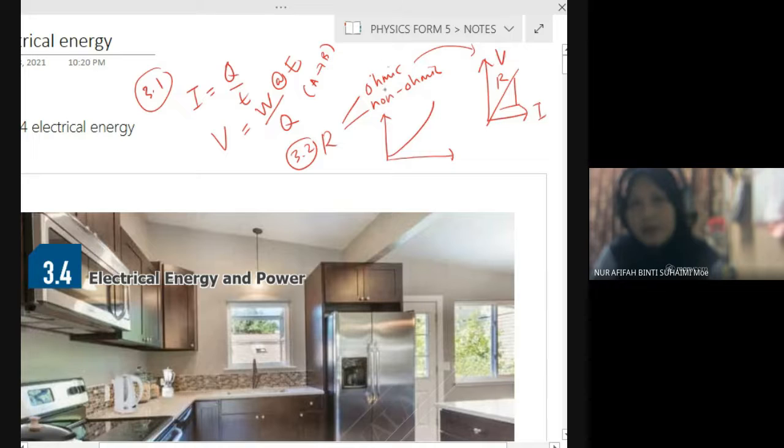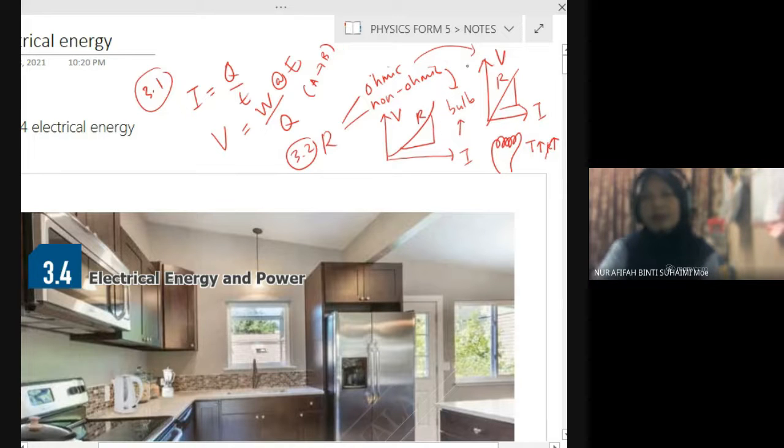For ohmic we use a wire. For non-ohmic we use a filament bulb. The resistance keeps increasing because inside the bulb we have a coil of filament that needs to be heated first. When the temperature increases, the resistance also increases, so the graph curves. That is for non-ohmic. Ohmic is for wire, copper wire, nichrome wire.